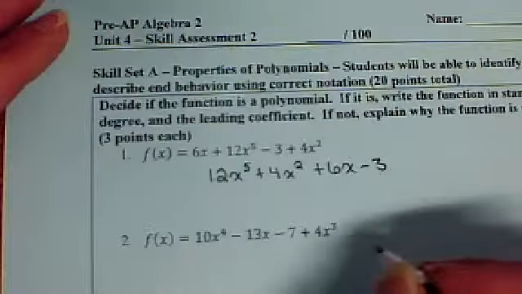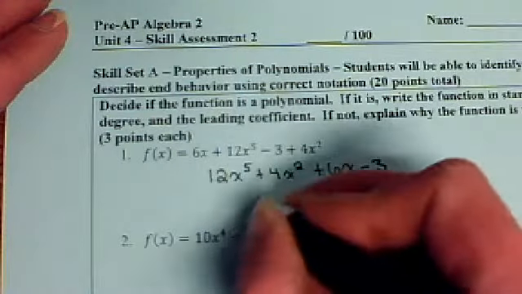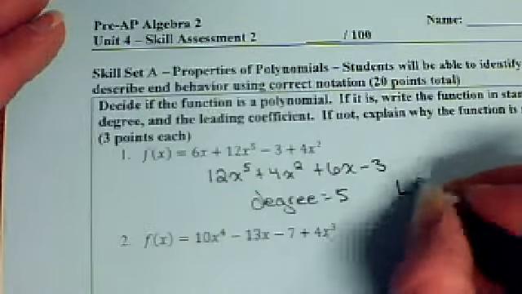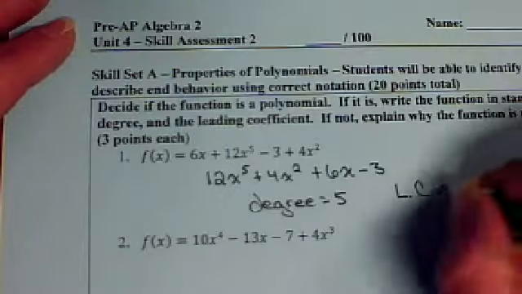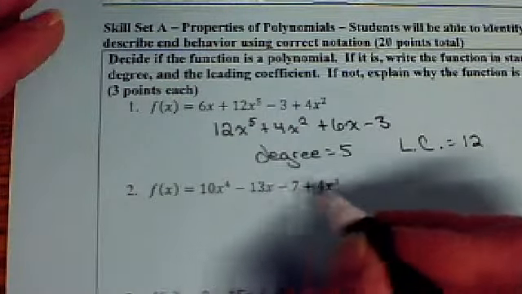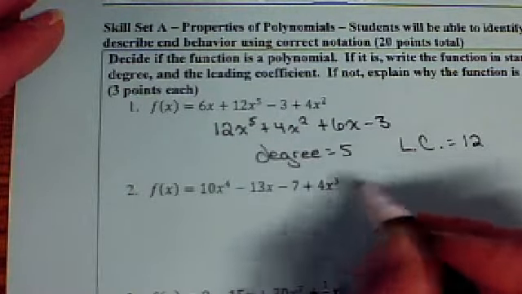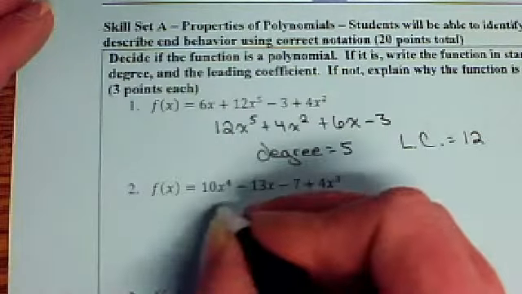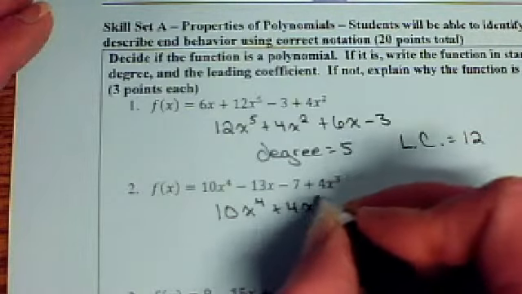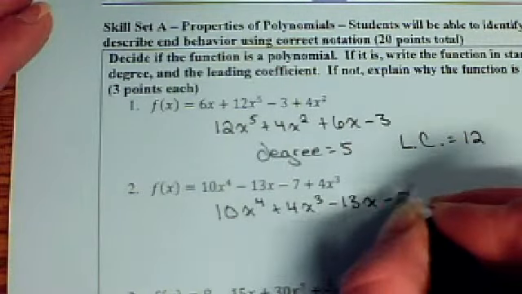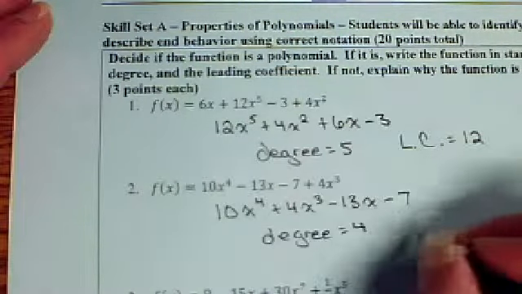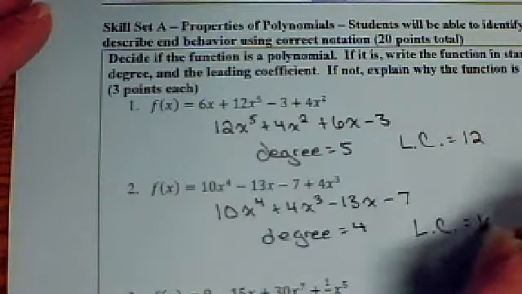The degree is the largest exponent, so the 5. The leading coefficient is the coefficient of the very first term. The next one, the exponents, x to the 4th, x to the 1, this would be x to the 0, and x cubed. We're good. This is a polynomial. So I write them in descending order. The degree is the largest exponent. The leading coefficient is the one that comes first.